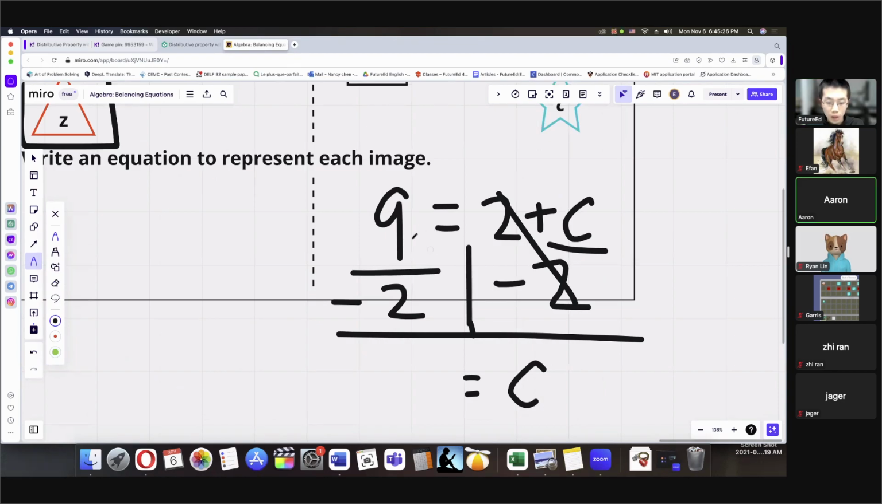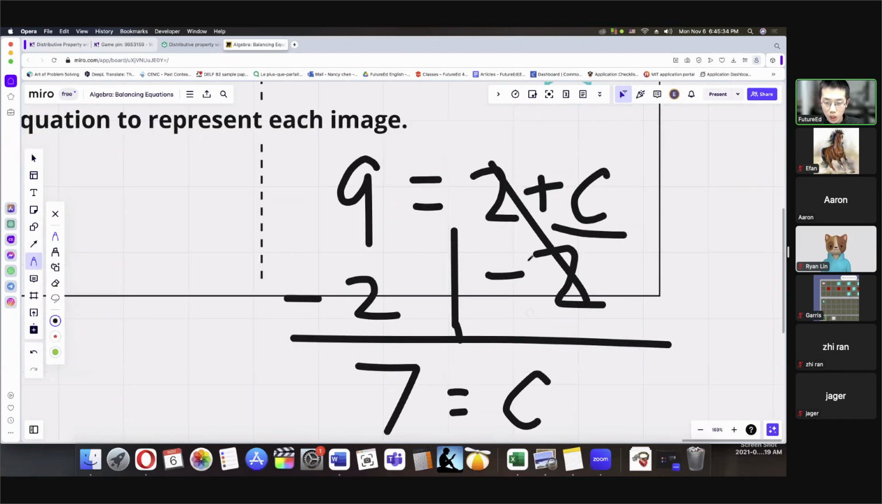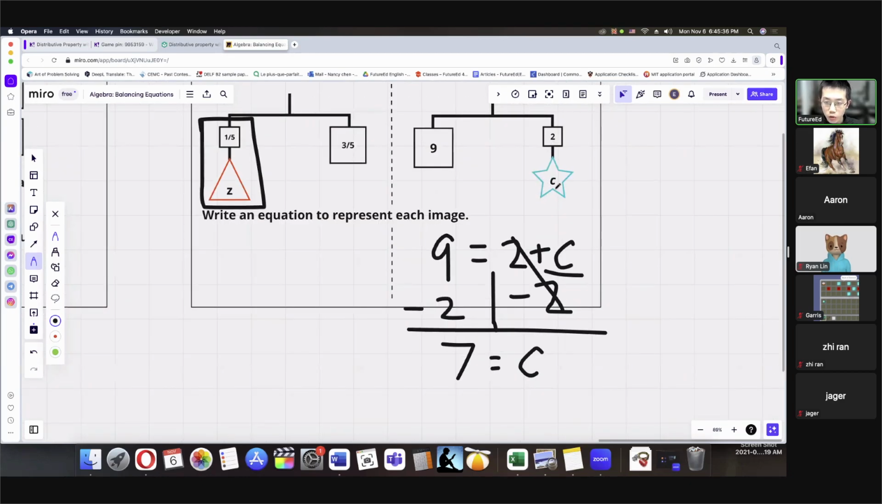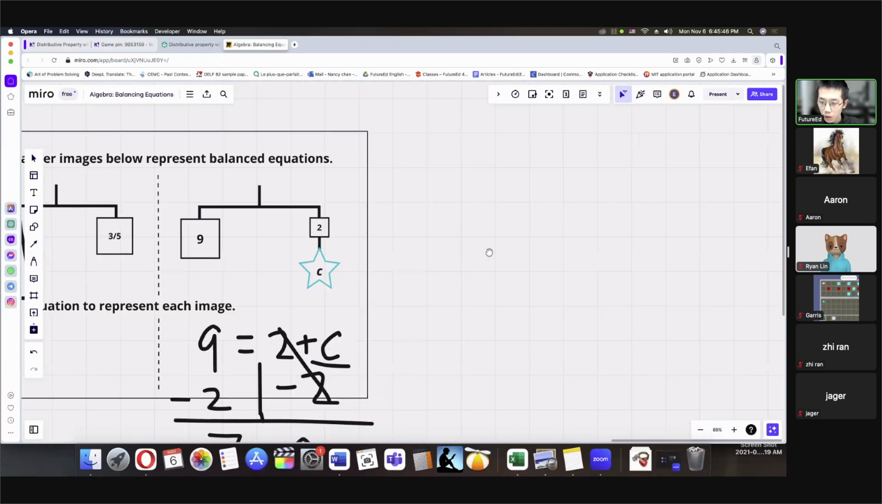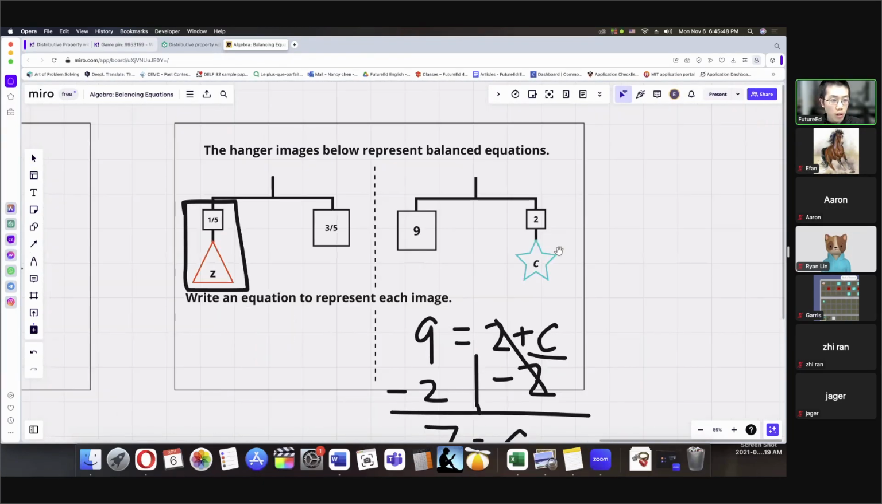Continue. Okay. So what's 9 minus 2? It's 7. 9 minus 2 is 7. So we have C is equal to 7. Let's check just in case. We have 2 plus C. So what's 2 plus 7? 9, and 9 is equal to 9. So this balance is balanced. Awesome. Let's see. Okay, I think that's about it.